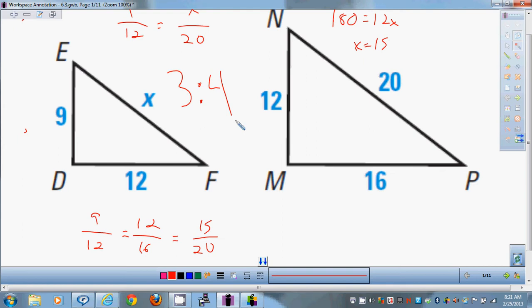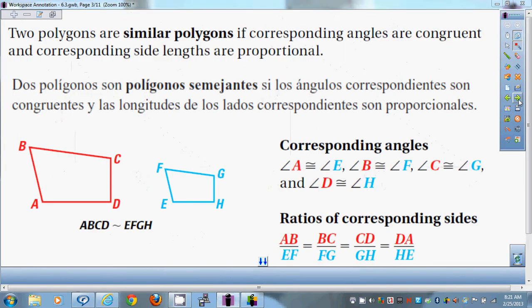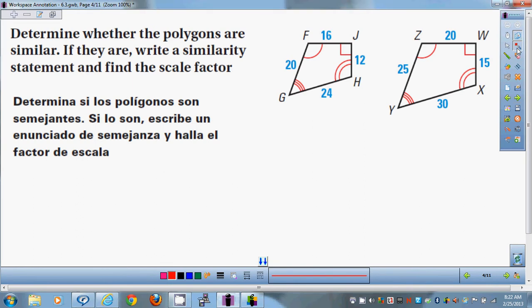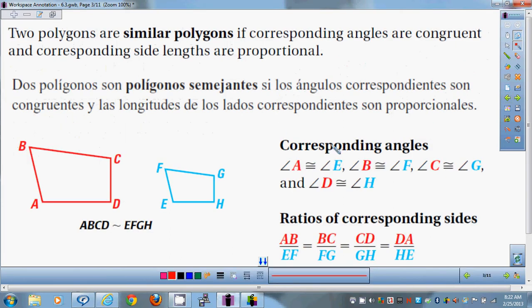So, let's look at another one. Determine whether the polygons are similar. If they are, write a similarity statement and find the scale factor. Okay. Are they similar? What's the first thing we're looking for? Let me back up. What did we say had to be the same? They have to have all what kind of angles? They have to be congruent, and the sides have to be proportional. That's what we're checking.